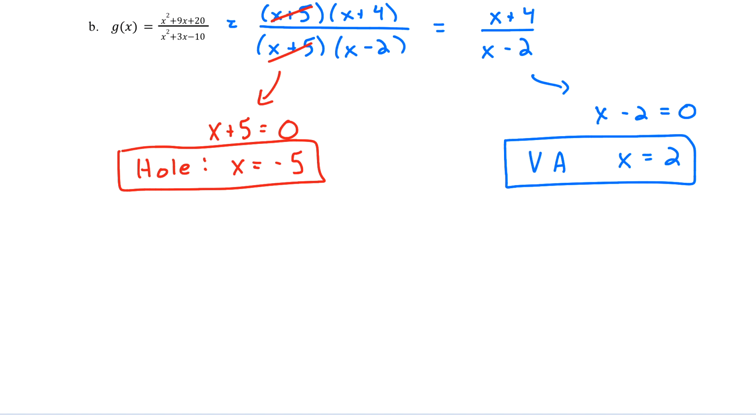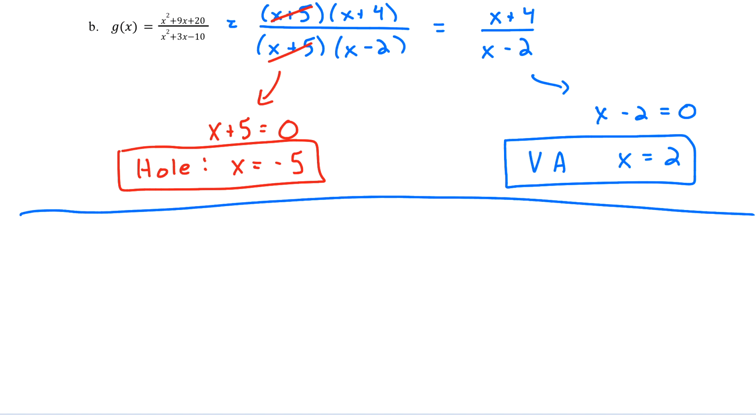So let's do that. Let's look at the left-hand limit first. Limit as x approaches 2. And again, we can use that simplified version of our function, x plus 4 over x minus 2. Now again, if we try and plug x equals 2 in, we're going to get 0 in the denominator, and that doesn't really tell us anything. But we know we've got a vertical asymptote, so we know that our answer is either positive infinity or negative infinity. We just have to figure out the sign.